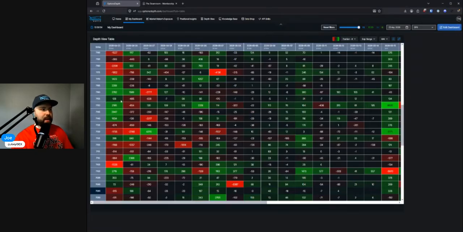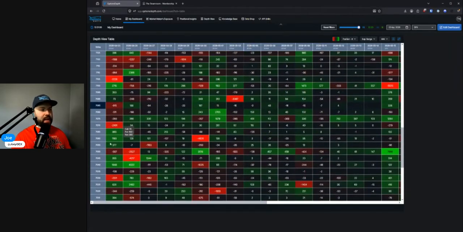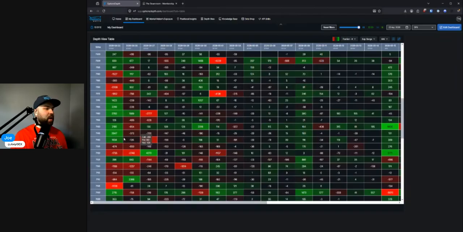All right, so what you're looking at in depth view is really simple. It shows you all the expirations, and I have it set to market maker, so it's going to show you their net positioning on each strike, right? So this is the same thing that you would look at in bars. Instead of bars, now it's a table. That's it. There's no real difference.